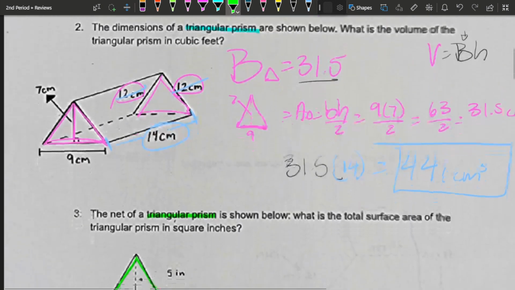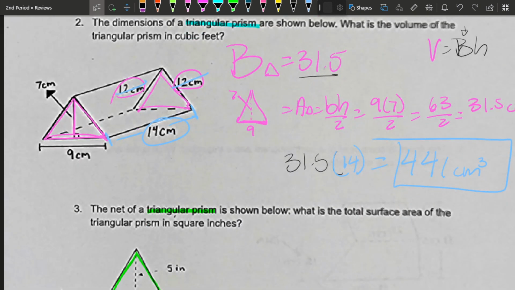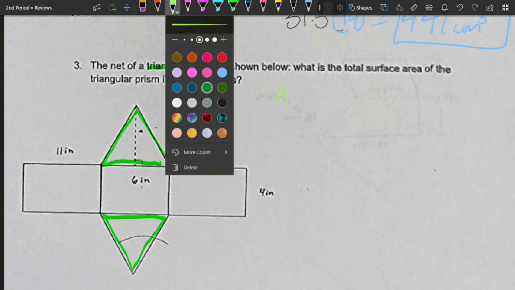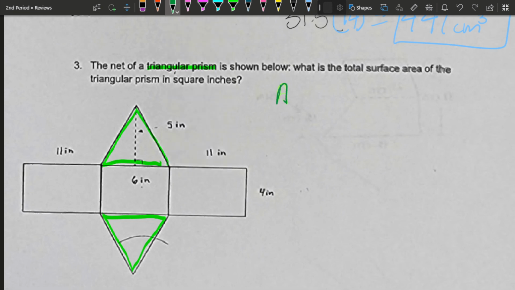This is just like the tent. Look, but they unfolded it. So now we have two of those triangles. And if we're looking for area, we're going to be dealing with two triangles. And what are the shapes of the other three shapes? What are they? Rectangles. So for the triangles, area for a triangle is base times height divided by 2.